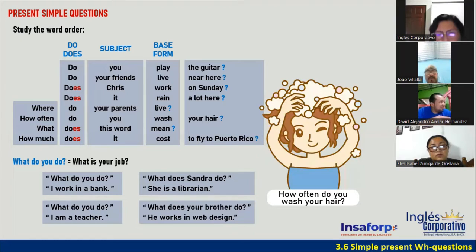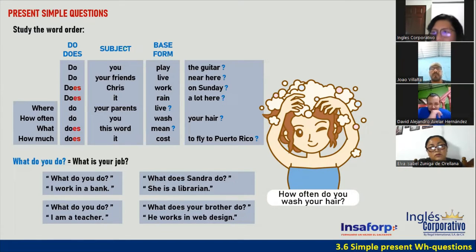So do you play the guitar? Yes, I do, or no, I don't. Do your friends live near here? Yes, they do, or no, they don't. Does Chris work on Sunday? Yes, he does, or no, he doesn't. Does it rain a lot here? Yes, it does, or no, it doesn't. So whenever we ask yes no questions, we begin directly with the auxiliary.